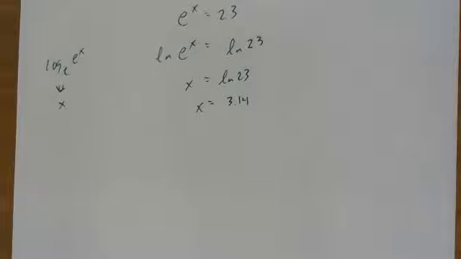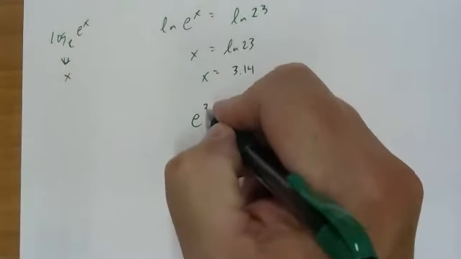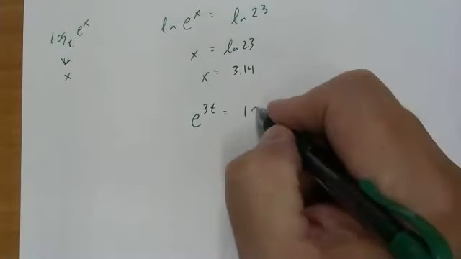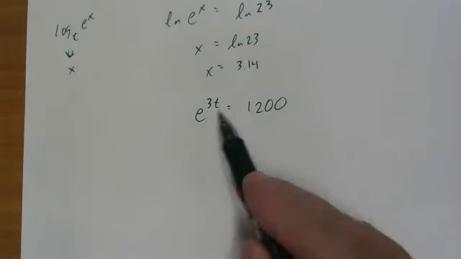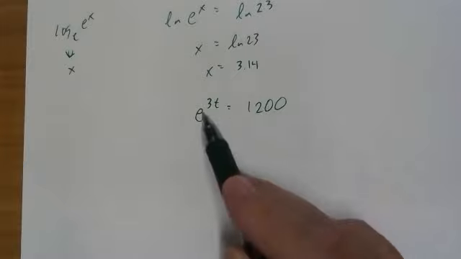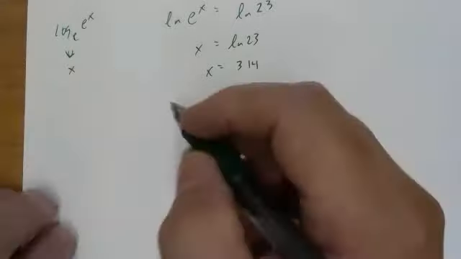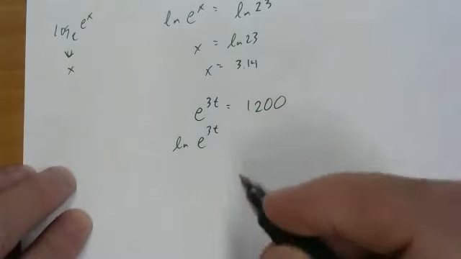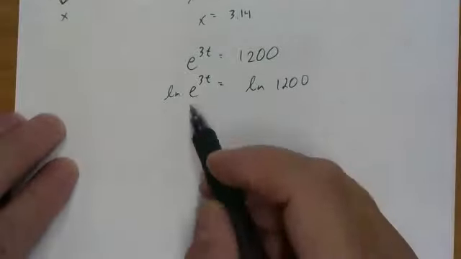All right, let's do a few more examples. How about e to the 3t equals 1200? So what you do anytime you have an exponential function equation like this, if I have my base as e, I'm going to always take the natural log of both sides because it just makes the math simpler.